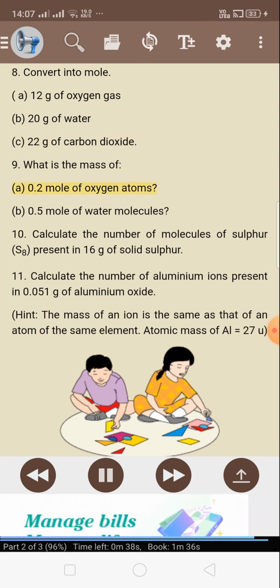9. A. What is the mass of 0.2 mole of oxygen atoms? B. 0.5 mole of water molecules. 10. Calculate the number of molecules of sulfur, S8, present in 16 grams of solid sulfur. 11. Calculate the number of aluminium ions present in 0.051 grams of aluminium oxide. Hint: the mass of an ion is the same as that of an atom of the same element. Atomic mass of Al equals 27 u.